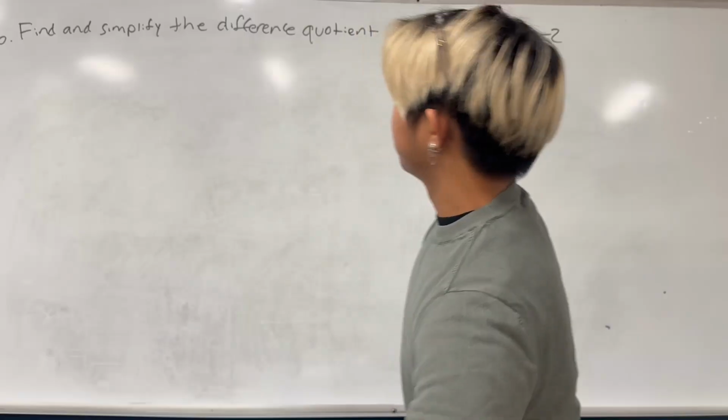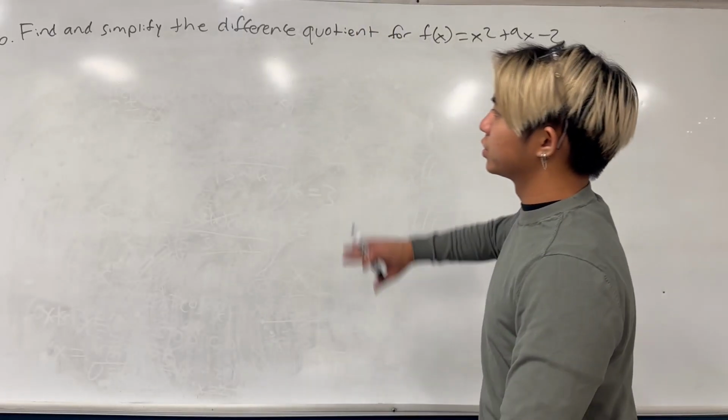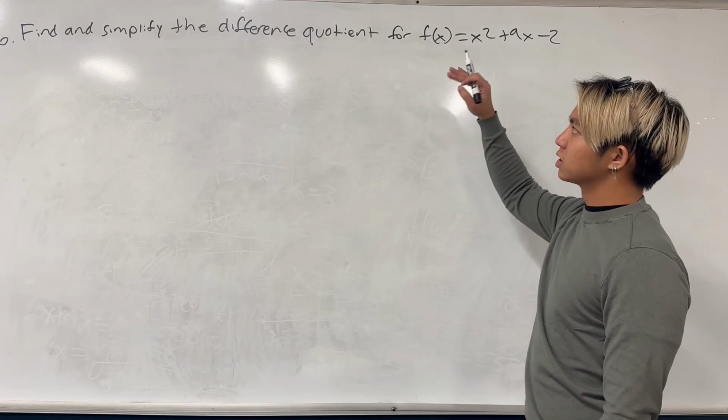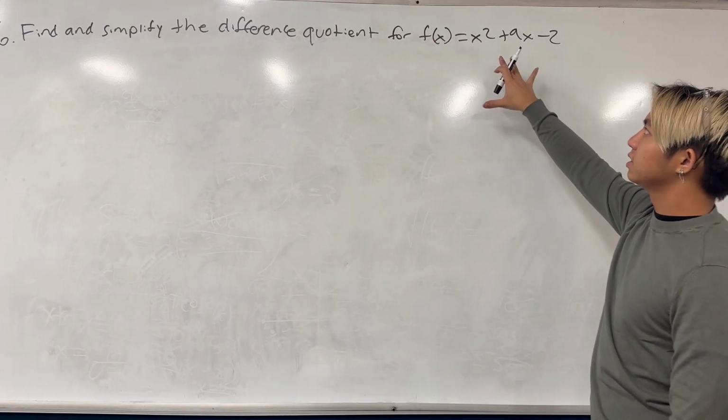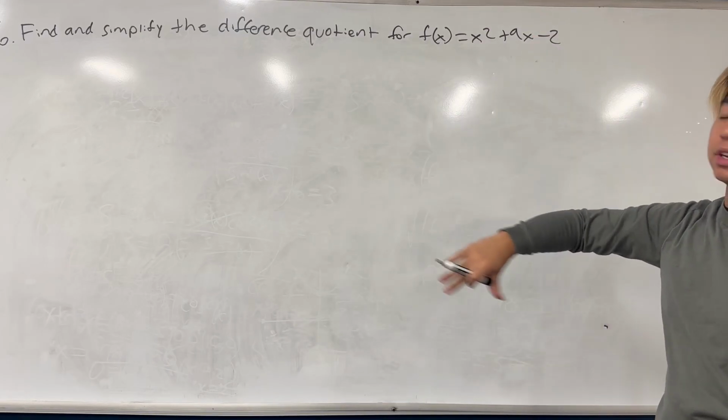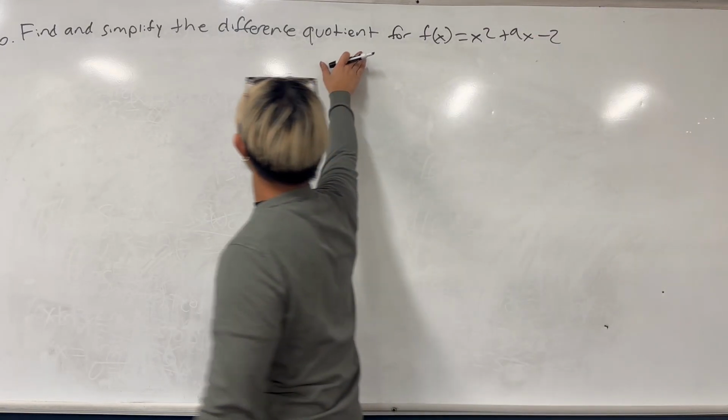Okay. And so for question 16, we have: find and simplify the difference quotient for f of x equals x squared plus 9x minus 2. Okay, so difference quotient. Do we remember what that is?